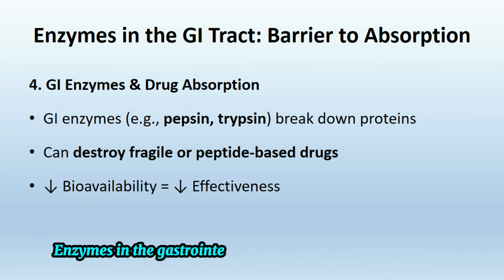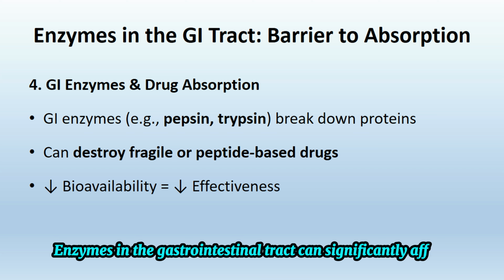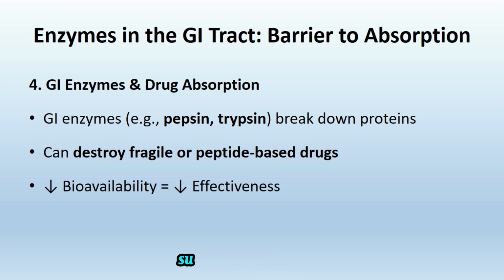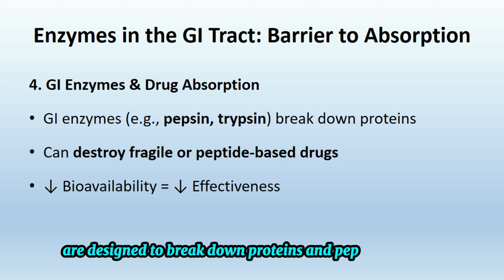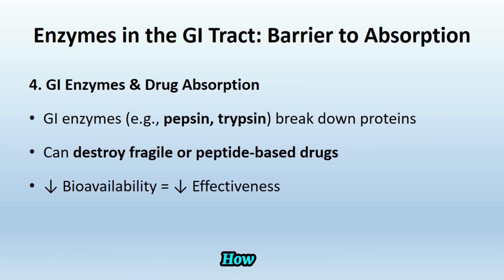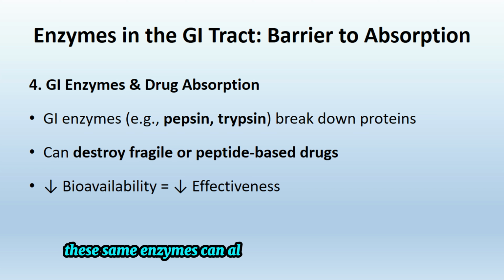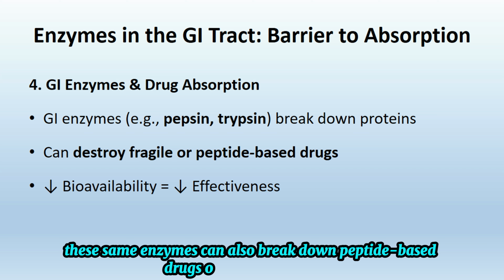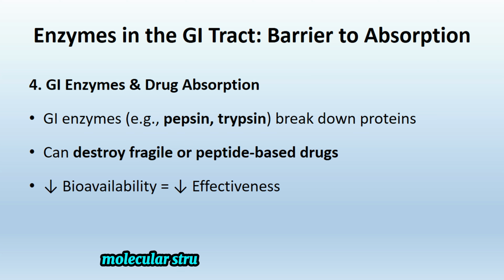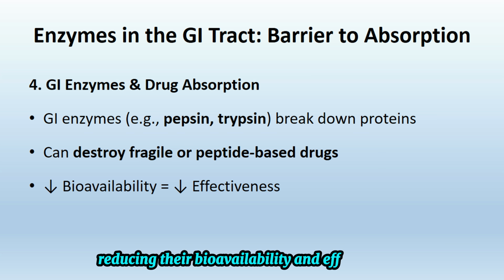4. GI enzymes and drug absorption. Enzymes in the gastrointestinal tract can significantly affect drug absorption. These digestive enzymes, such as pepsin, trypsin, and various proteases, are designed to break down proteins and peptides during digestion. However, these same enzymes can also break down peptide-based drugs or drugs with fragile molecular structures before they are absorbed, reducing their bioavailability and effectiveness.